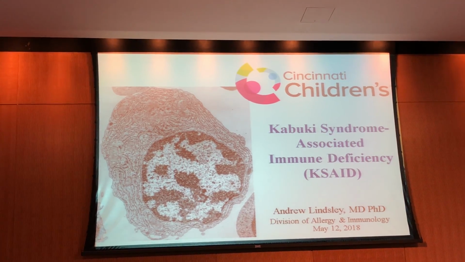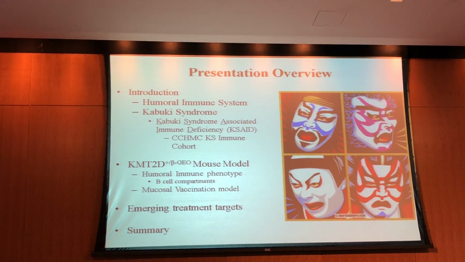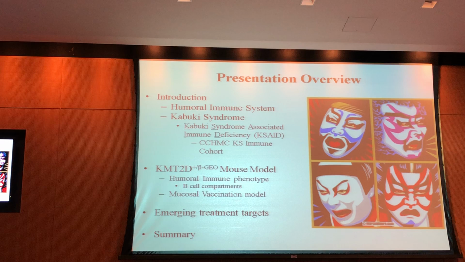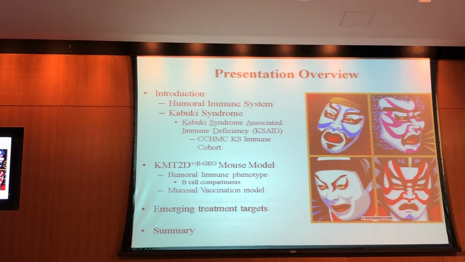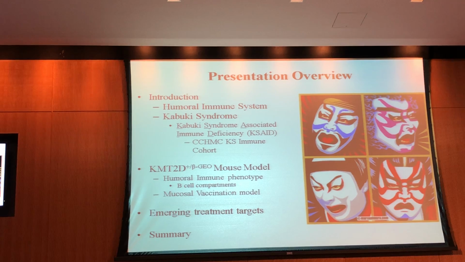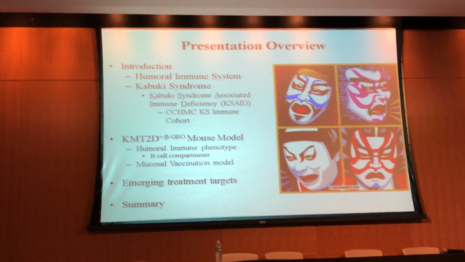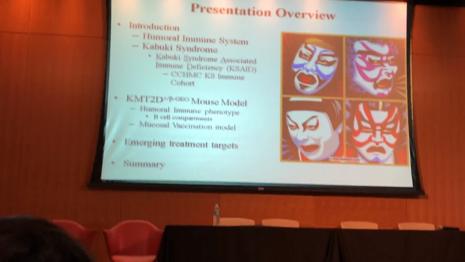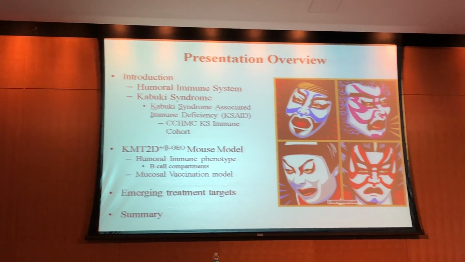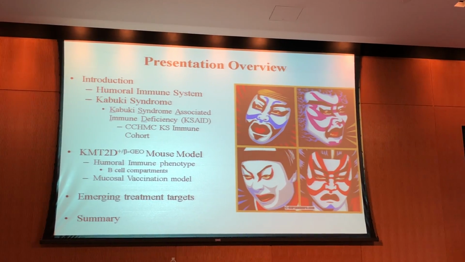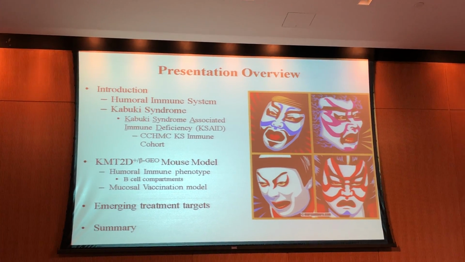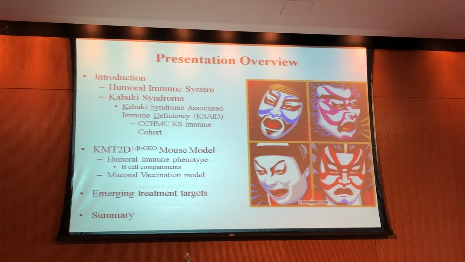So briefly, I'm going to run through what the humoral immune system is. I'm going to talk about KSAID, and then I'm going to talk about my very productive collaboration with Dr. Bjornson's lab using the KMT2D beta GEO mouse, the Kabuki mouse, and how we've been able to understand in greater depth the particular cell types and mechanisms that are affected in Kabuki syndrome and lead to this problem with making antibodies.